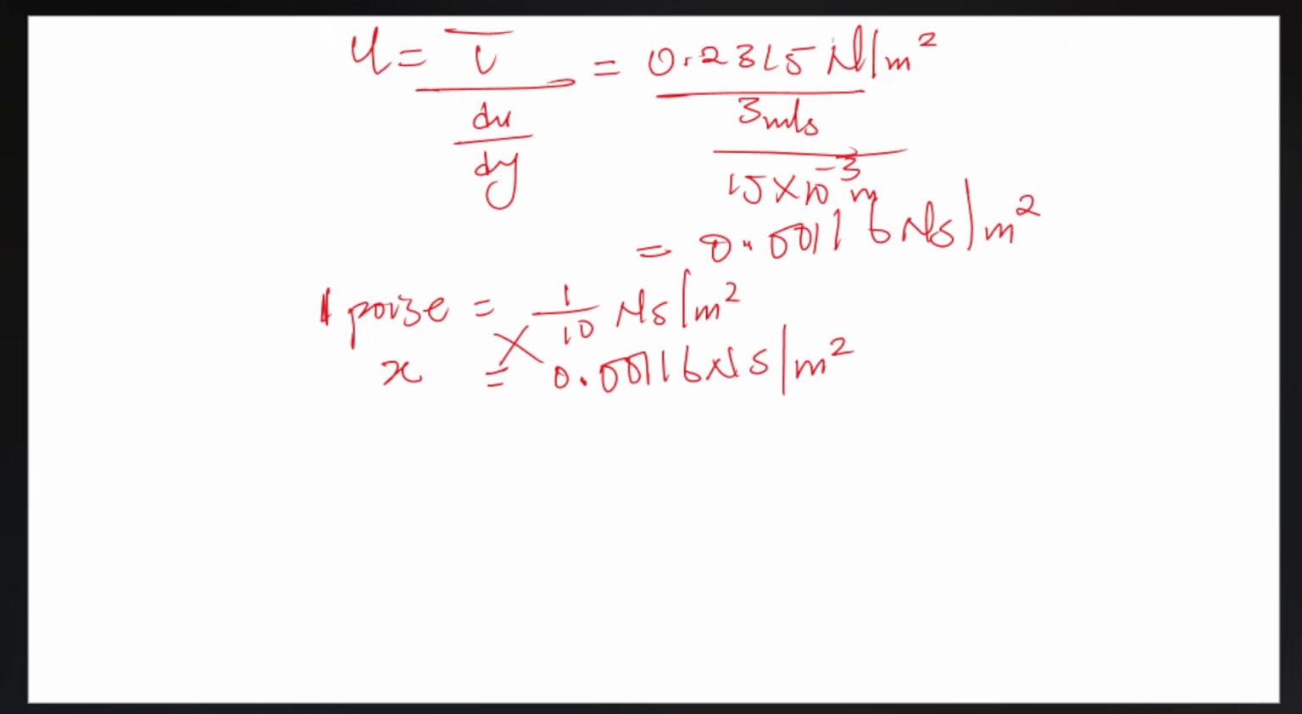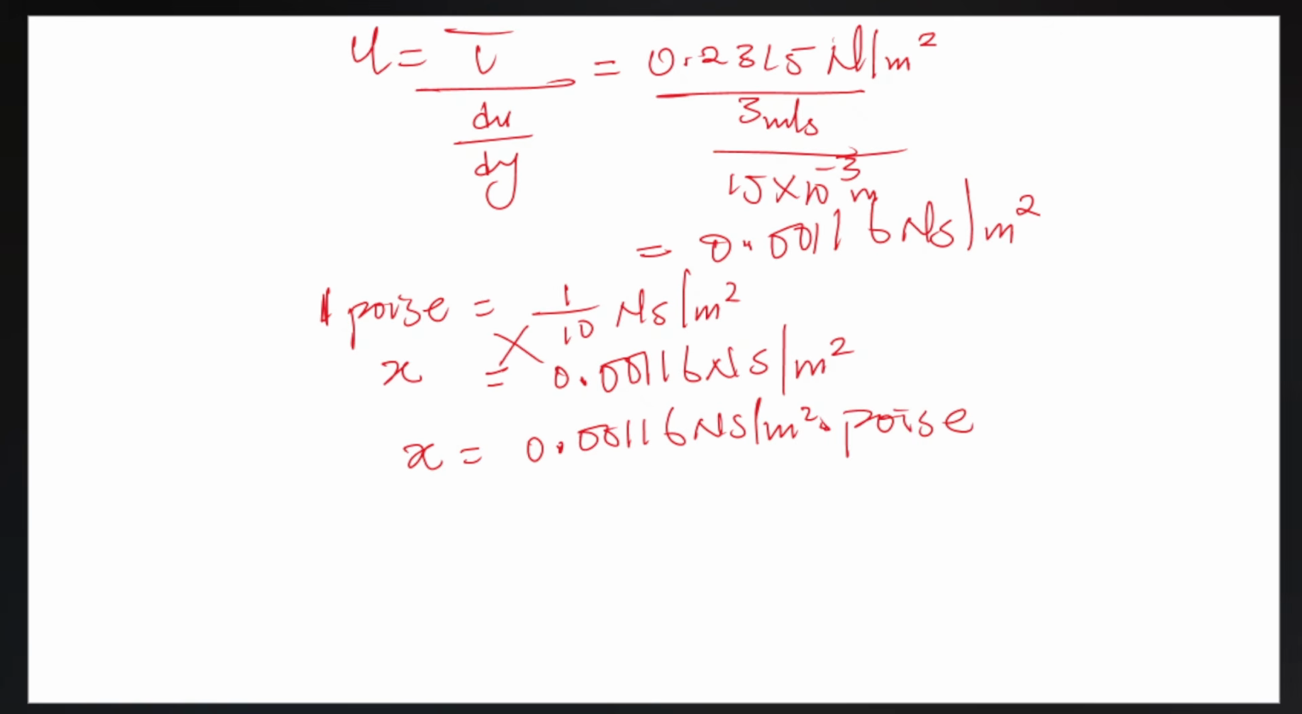Cross multiplying, we'll simply have that X will now be equal to 0.00116 Newton seconds per meter square multiplied by 1. If you multiply by 1, it still remains the same thing, but what will be added is poise. So you have poise here, right?